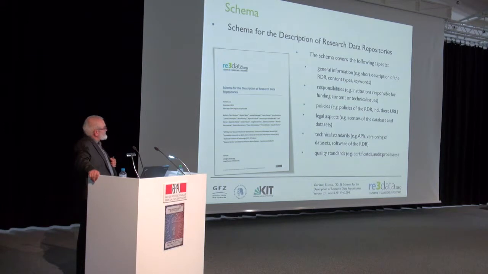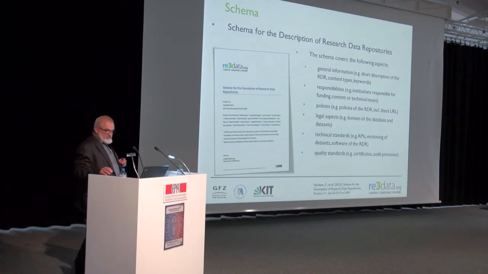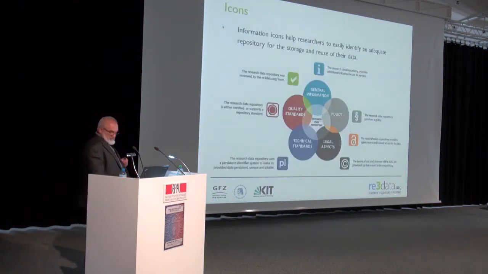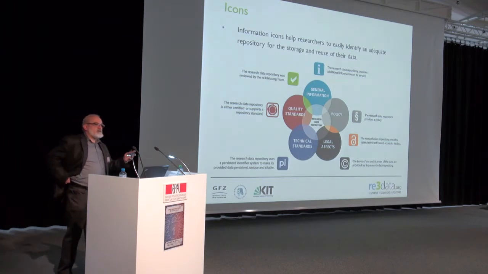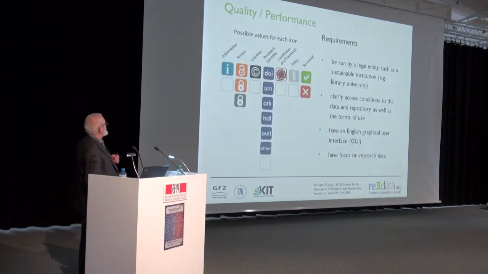You see here, the schema covers the following aspects: general information, responsibilities, policies, legal aspects, technical standards, quality standards. At the first look onto the lists on our website, you will see a set of icons. Our idea is that you have a very fast overview about the performance of the repository. Here you see the explanation of the icons, where we show the crucial properties of the repository.